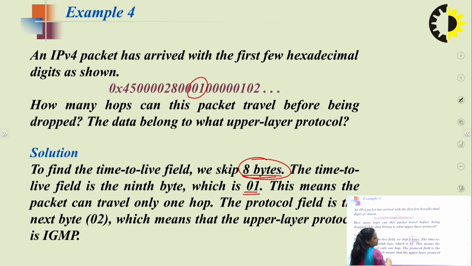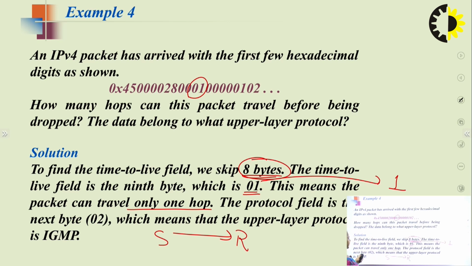If it is 01, converted into decimal it comes out to be 1. So it means this particular packet can travel only 1 hop, right? That means the source and the destination are directly connected.